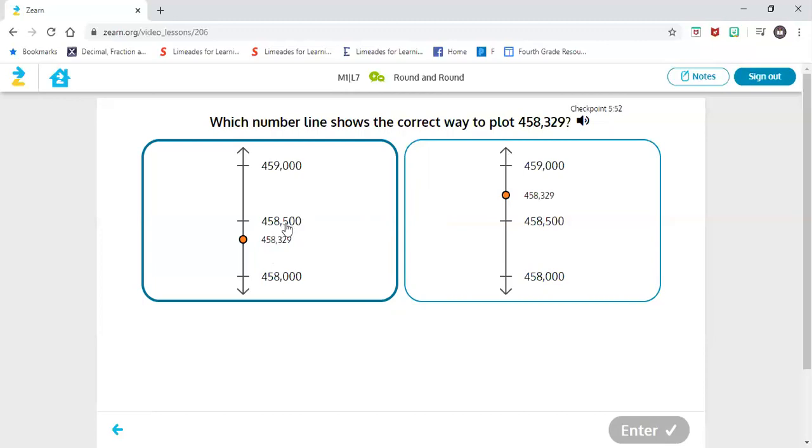So then I go to my hundreds. I have 5, and then I have 3. And again, ever since kindergarten, I've known 5 is greater than 3. So that means that I have to plot my 458,329 below 458,500.